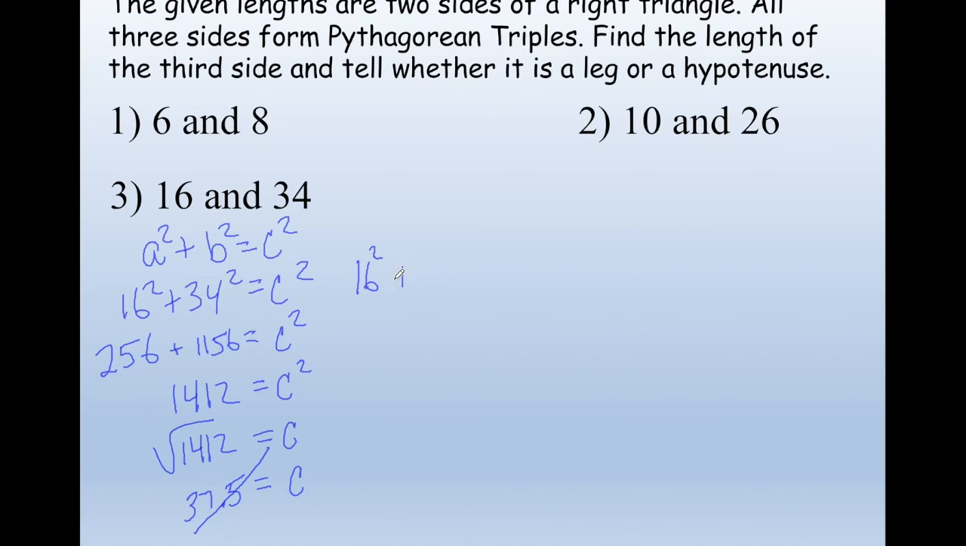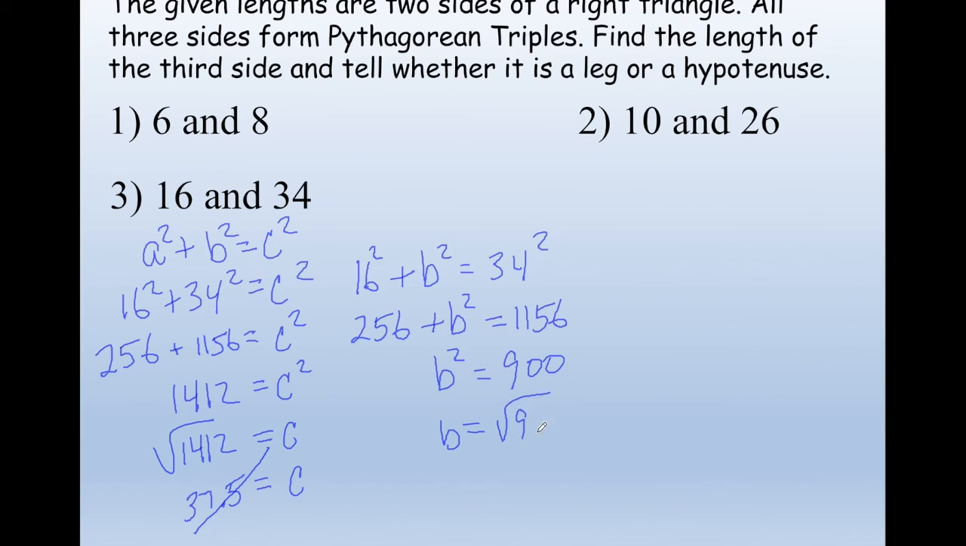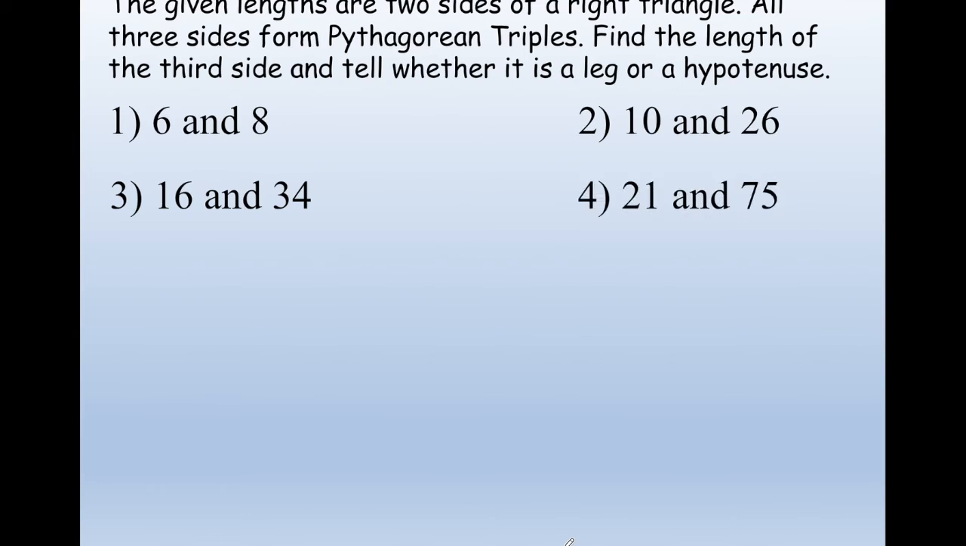I should do 16 squared plus b squared equals 34 squared. Let's see if this works out better. So I got 256 plus b squared equals 1156. I'm using the same numbers right over here. Subtract 256 from both sides. B squared equals 900. Take the square root of 900. Square root of 900 is 30. It's a whole number. I'm super excited. 30 is less than 34. So what did I find? I found a leg.